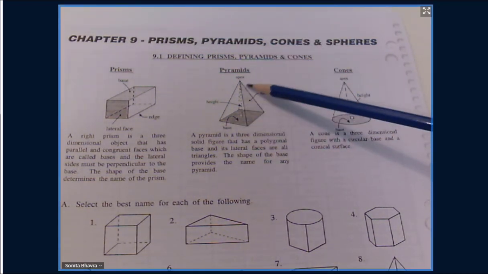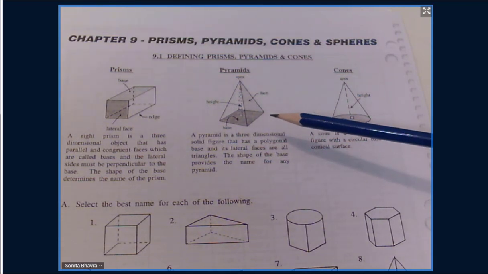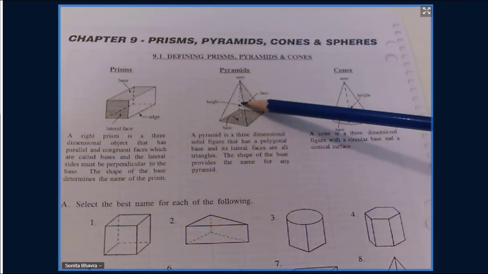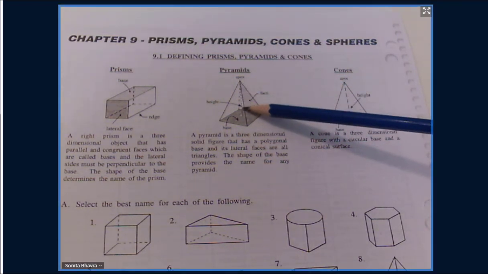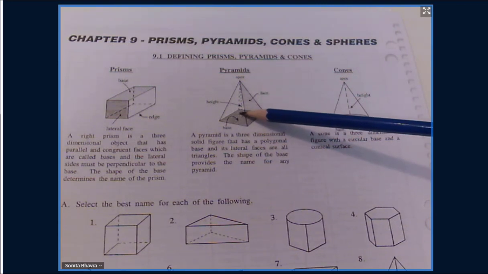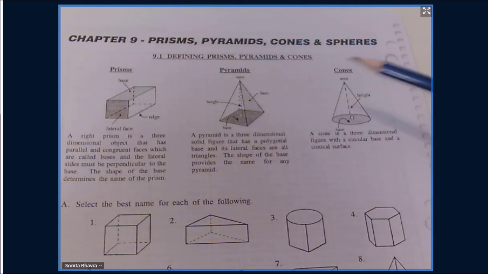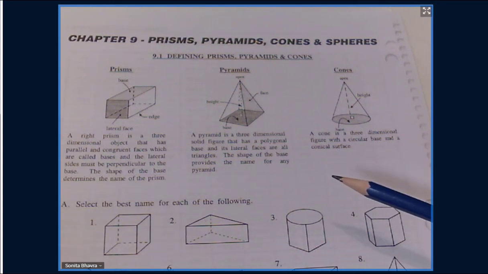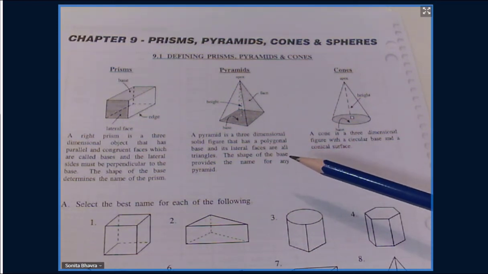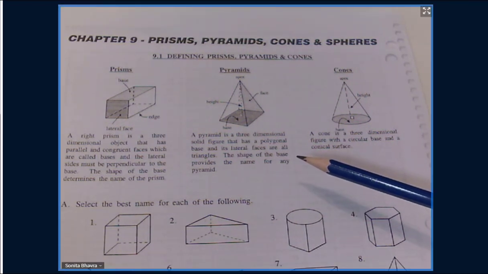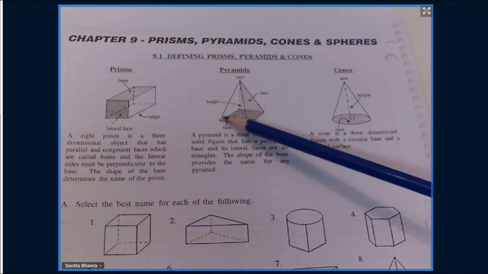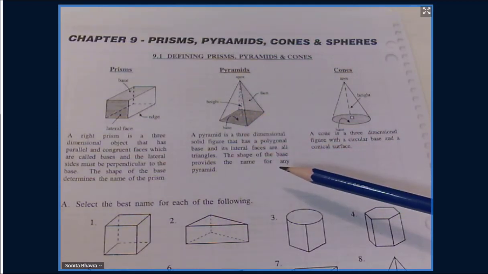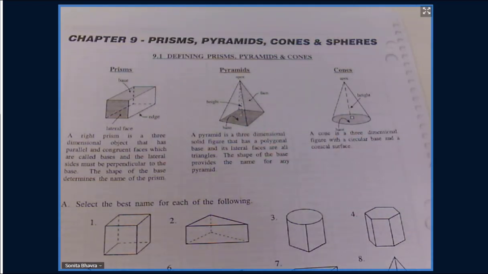Each of the faces here are triangles. And we can also get the height here shown in the dotted line. It's making a right angle here at the bottom. That is the height of the pyramid. All right, so pyramid is, again, a 3D solid figure. It's got a polygonal base, and its lateral faces are all triangles. The shape of the base will give us the name for any pyramid. So if this is a square on the bottom, we would call that a square pyramid.